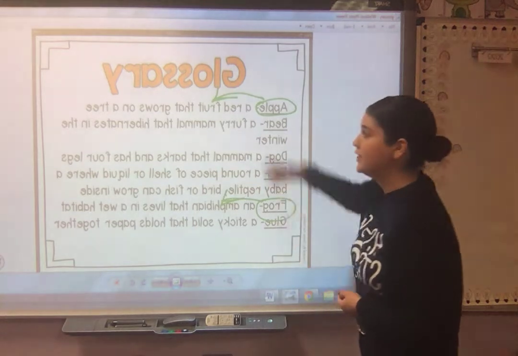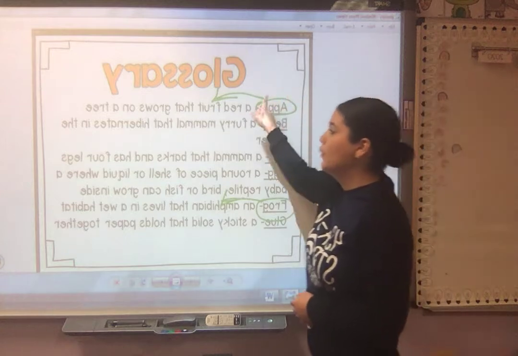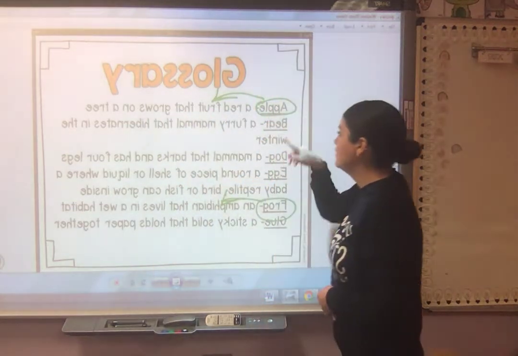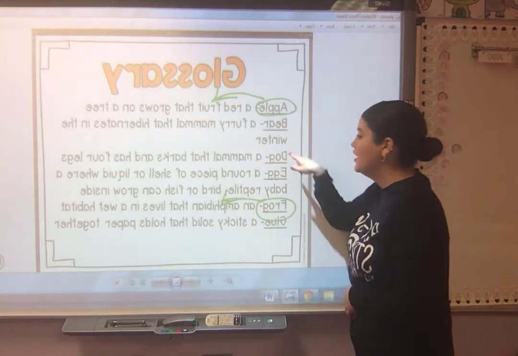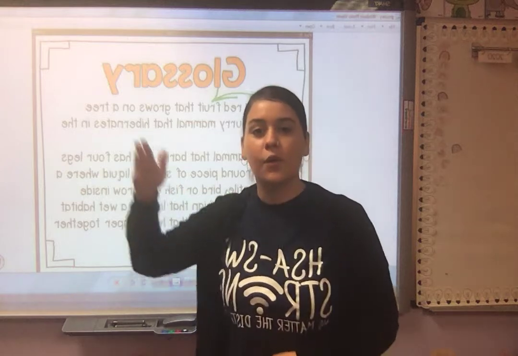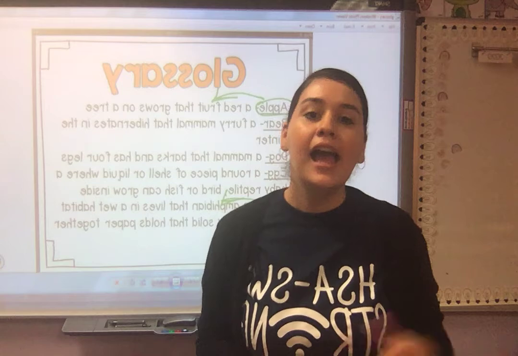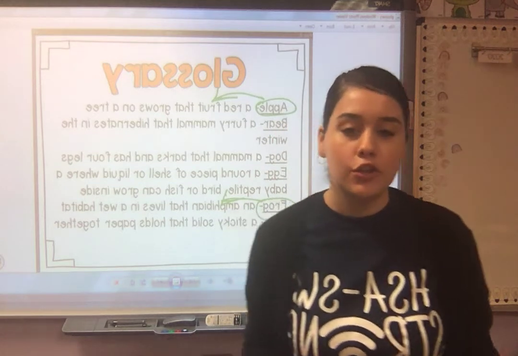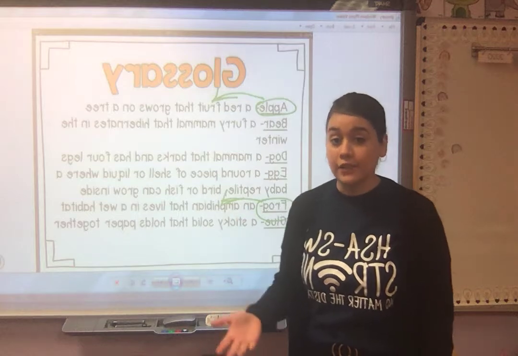So for example, if this is an example of a glossary, it tells me apple, a red fruit that grows on a tree. Bear, a furry mammal that hibernates in the winter. Dog, a mammal that barks and has 4 legs, right? So a glossary is basically just a mini dictionary at the end of a story. So those are a couple of things that you can find in a nonfiction book.